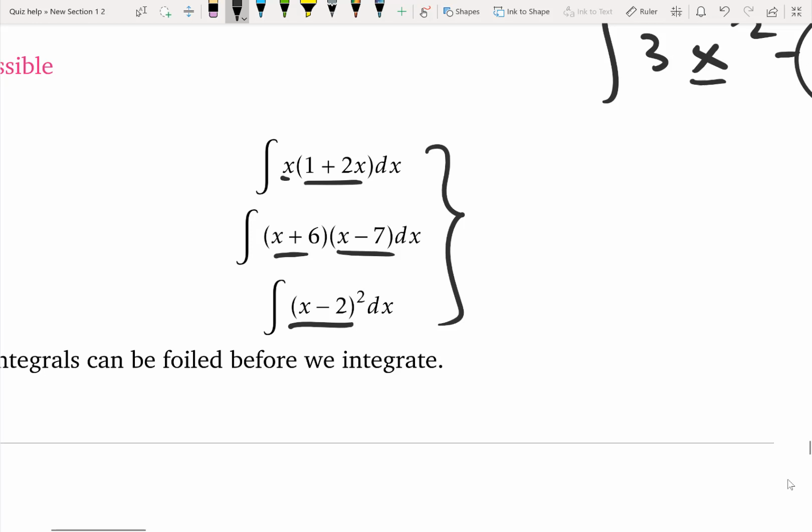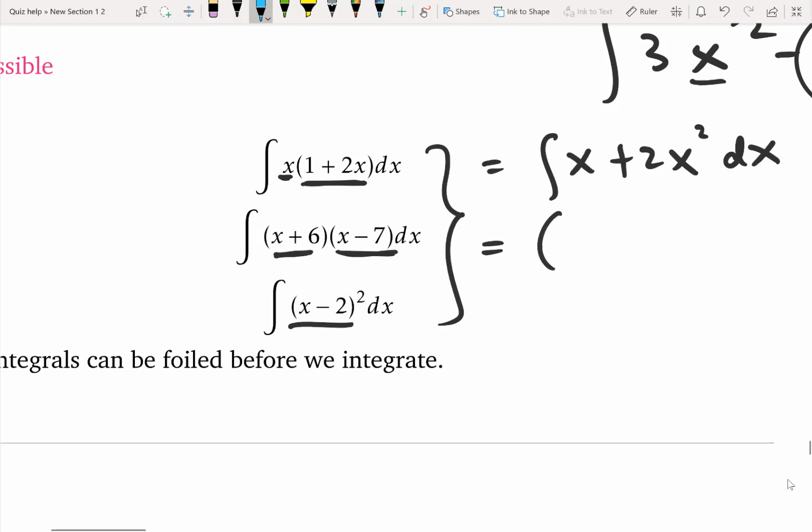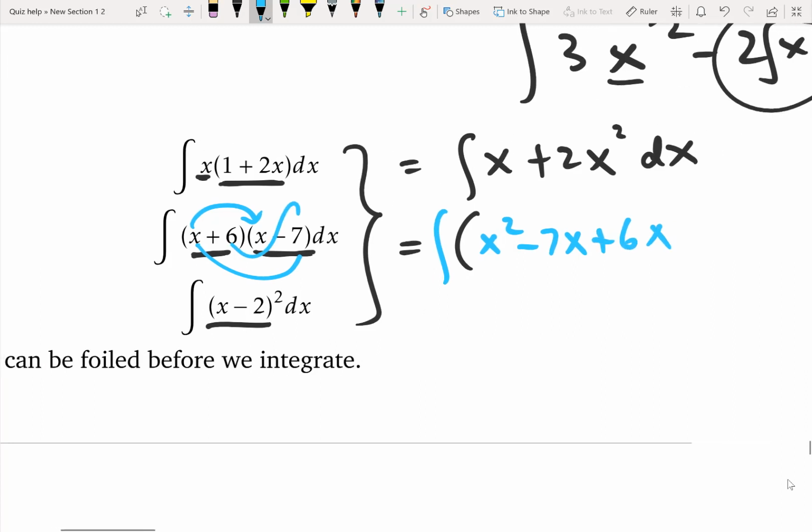Well, we can multiply out everything, right? Multiply x by 1 plus 2x. Foil everything. If you multiply by x, it's x plus 2x square. Can you integrate x plus 2x square? I'm sure you can by now. What can we do? x plus 6 times x minus 7. How do you foil it? x times x is x square. x times negative 7 is negative 7x. 6 times x is 6x. 6 times negative 7 is negative 42.